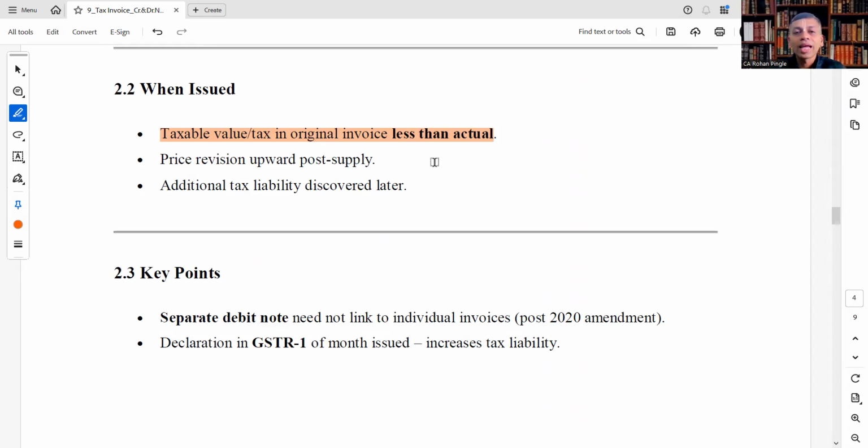So, taxable value or tax in the original invoice less than actual, price revision upward post supply. In that case also, after supply we come to know that there is a price revision on the higher side, so we need to raise a debit note. Then, additional tax liability discovered later. All these three conditions are like that: we have to revise the tax invoice on the upper side, so the debit note is required to be issued in that case.